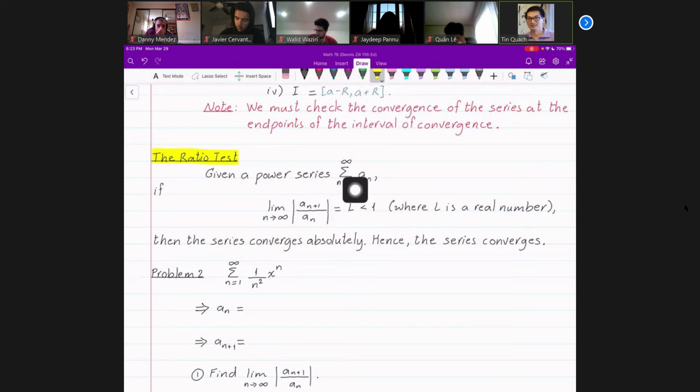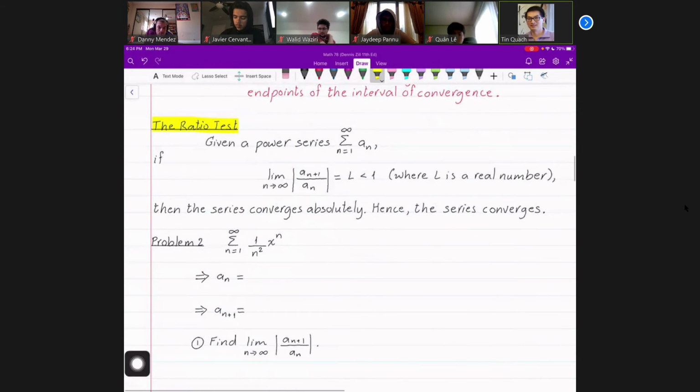And then there is another baby theorem in that chapter of calculus 2 saying that if a series converges absolutely, then it converges. Okay, so the ratio test helps you determine whether the series converges absolutely. And once we know that it converges absolutely, then we know that it converges. So that is the ratio test. So let's do an example.